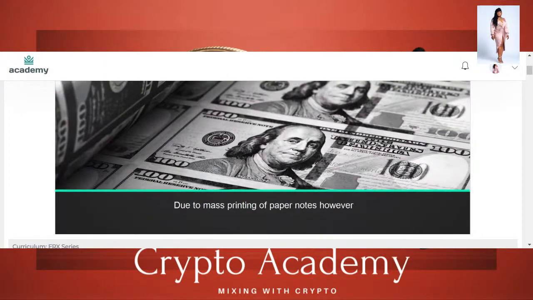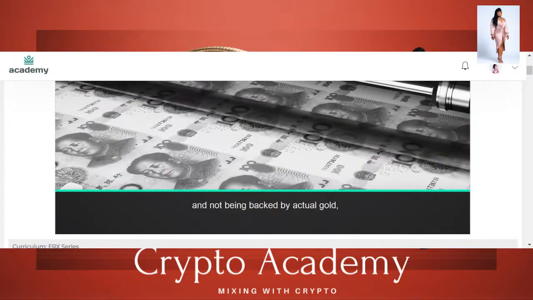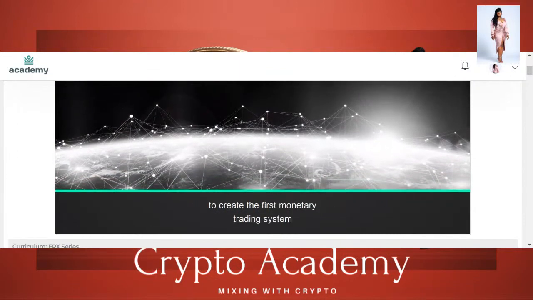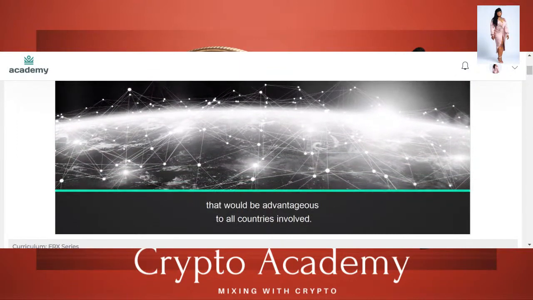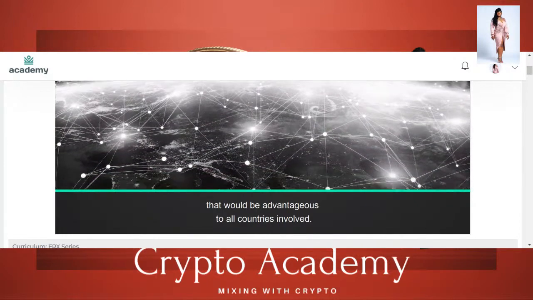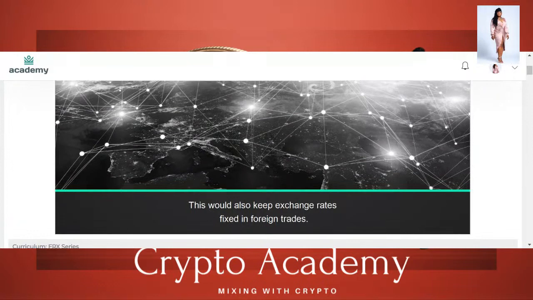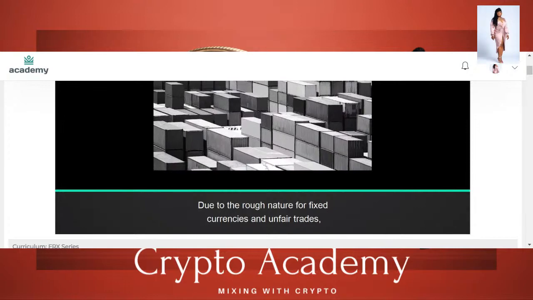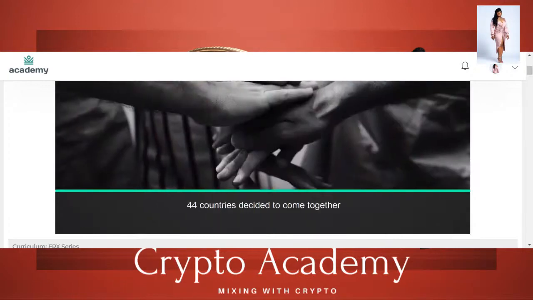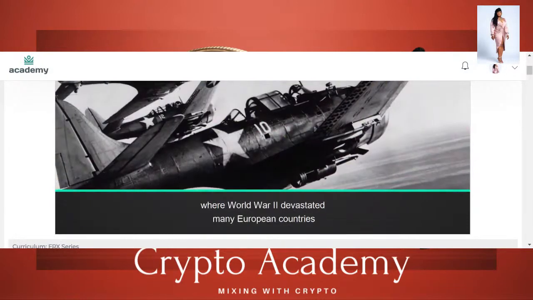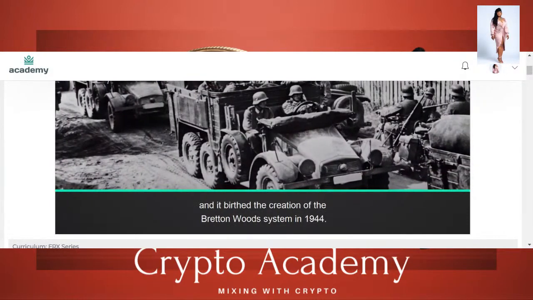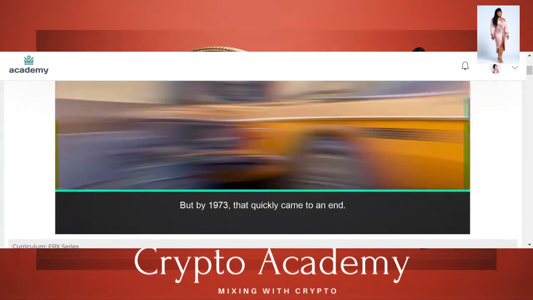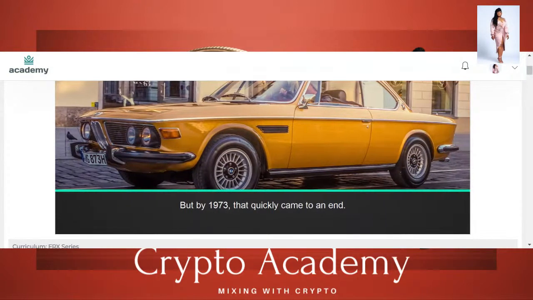Due to the mass printing of paper notes, however, and not being backed by actual gold, countries decided to come together to create the first monetary trading system that would be advantageous to all countries involved. This would also keep exchange rates fixed in foreign trades. Due to the rough nature of fixed currencies and unfair trades, 44 countries decided to come together when World War II devastated many European countries, and it birthed the creation of the Bretton Woods system in 1944. But by 1973, that quickly came to an end.